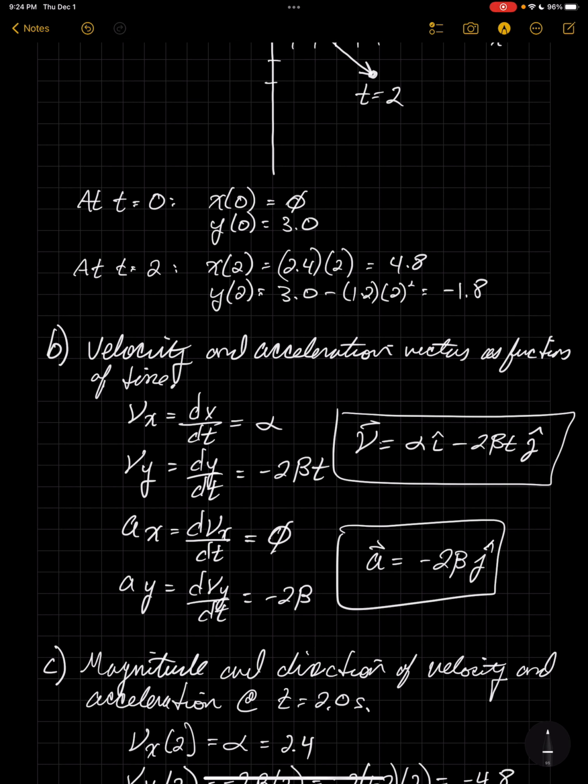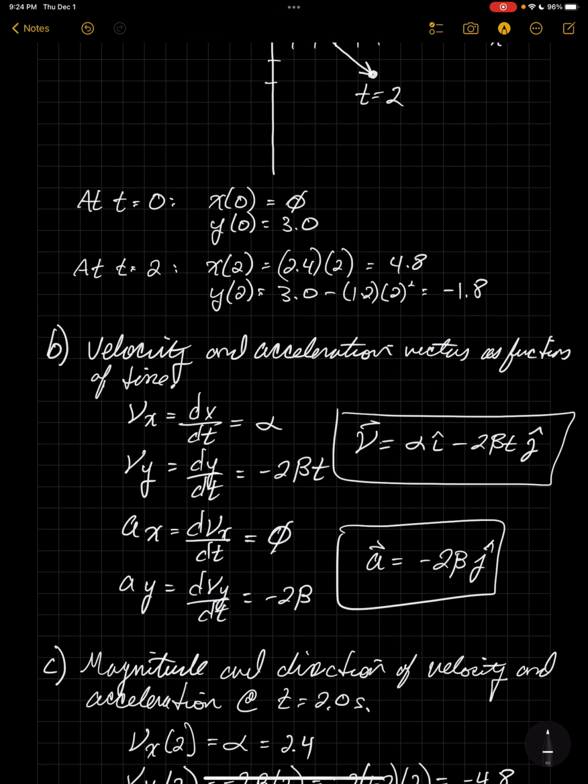So the velocity vector is just the x and y components added together. The velocity vector is equal to alpha i hat, that's the velocity in the x direction, plus the velocity in the y direction, which happens to be negative 2 beta t. And so in our velocity vector, that becomes negative 2 beta t j hat. So the velocity vector is just alpha i hat minus 2 beta t j hat.